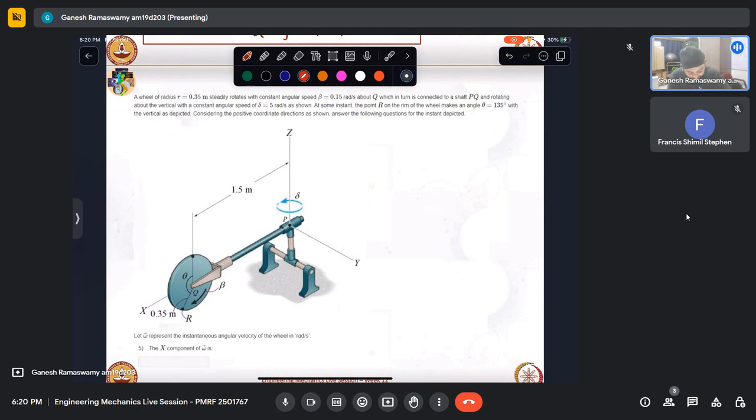It says a wheel of radius 0.35. So we have a wheel which has a radius of 0.35 meters, steadily rotates with a constant speed beta equal to 0.15 about q. So we have a point q here, about which, so this is the direction of beta that is given.